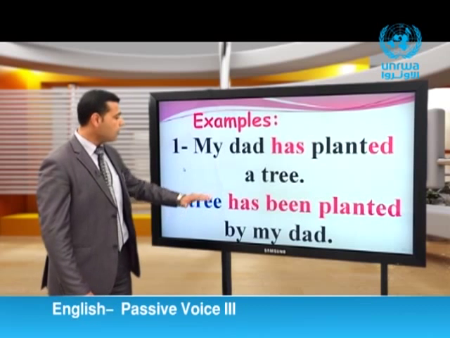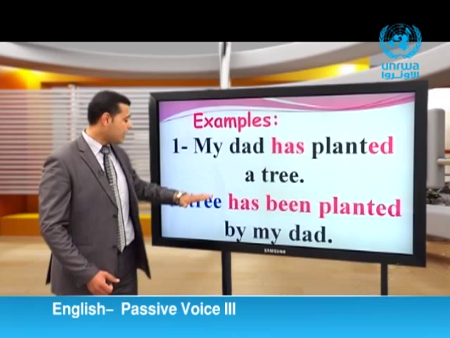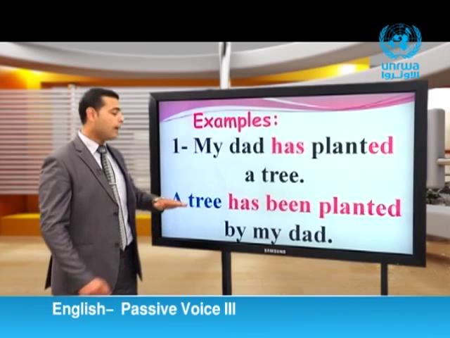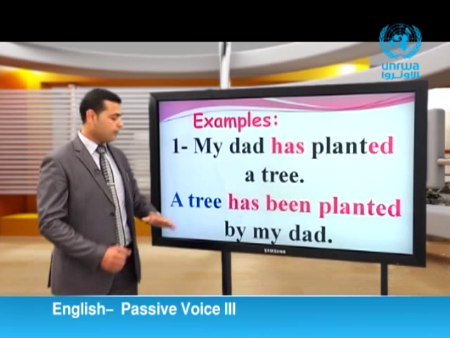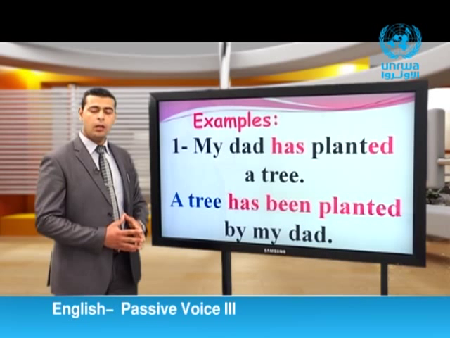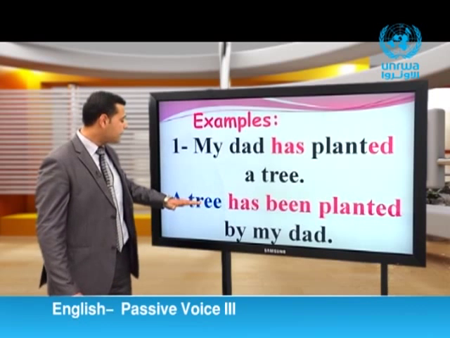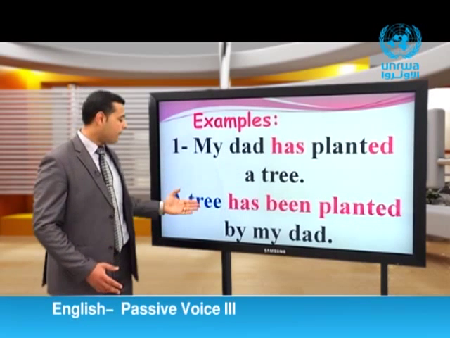A tree, which was the object of the first sentence, المفعول به للجملة الأولى، became the subject of the second sentence. A tree has been planted by my dad. What have we done here? Here the object has become the new subject. المفعول به أصبح الفاعل الجديد.